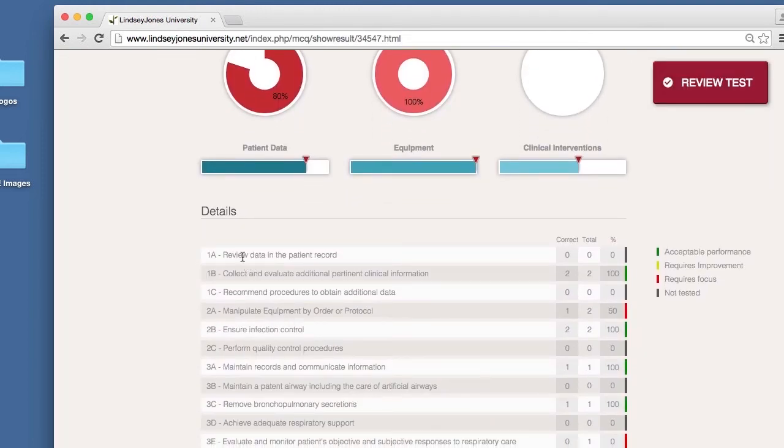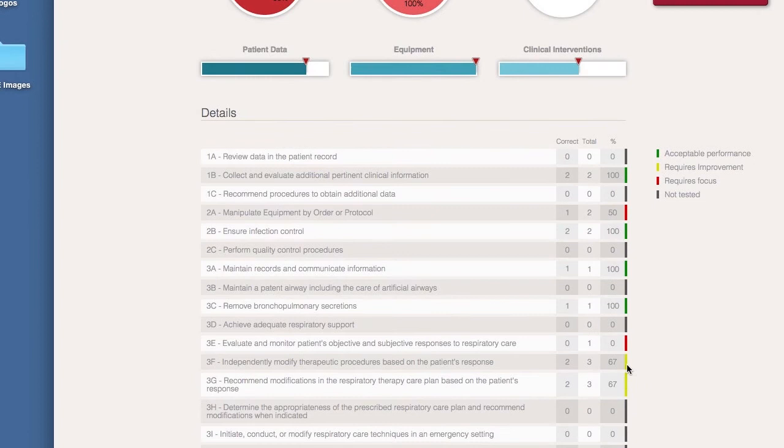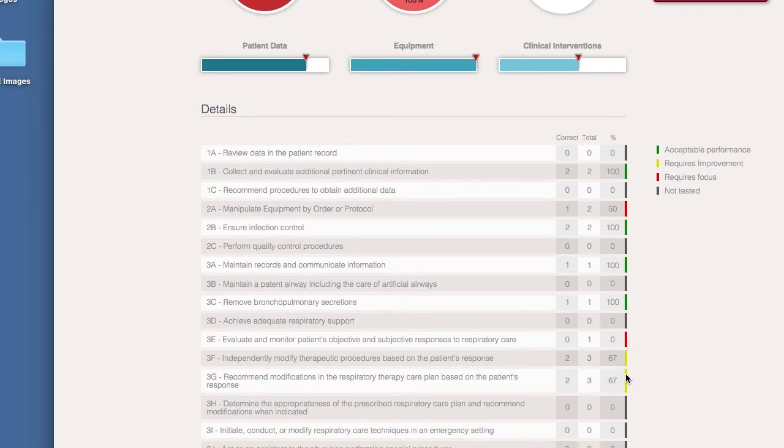You'll notice here in the different categories, I've talked about this in another video, but you can see how you did. Gray means not tested. Green means that you've done well in that area. Red means, of course, that you were insufficient, and I need to look at that a little bit more. And then yellow means you're right on the edge. You should still look at that, of course, if you're yellow.